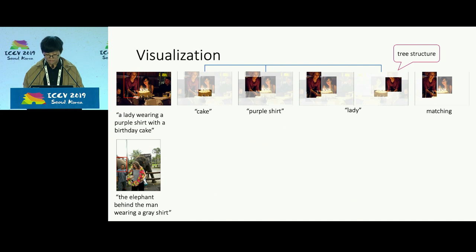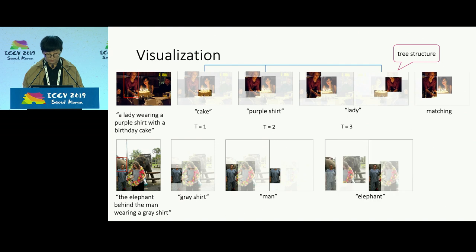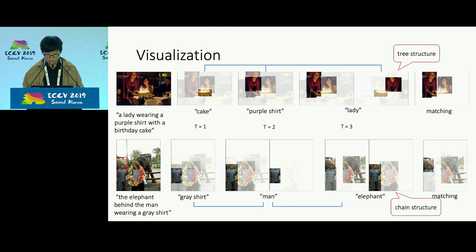Here is another example. At the first time step, it attends to the gray suit. Next, it focuses on the compound object, the man wearing the gray suit, by connecting the man with the gray suit. Then it shifts focus to the compound object, the elephant behind the man wearing a gray suit, by relating the elephant to the compound man identified before. In this example, the visual reasoning process forms a chain structure, and the dynamic graph attention gradually identifies the compound objects.